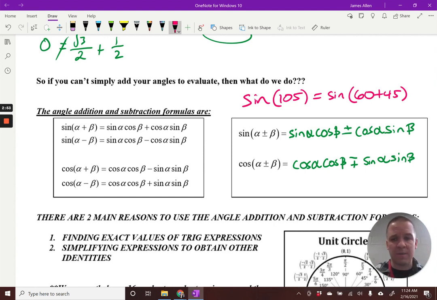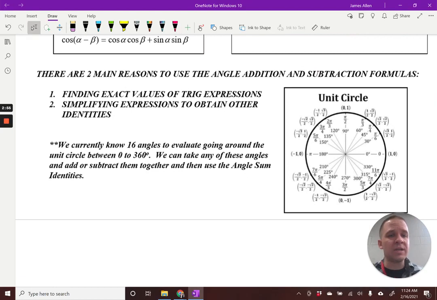We're going to do a couple examples here, but definitely either have your unit circle in your head, or be ready to work with your special right triangles in your head. We're going to be doing a lot of evaluating here in each formula, finding exact values of the trig functions, and we're also going to simplify expressions to obtain other identities. It's going to be awesome.